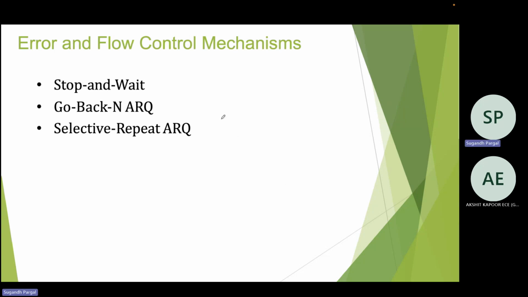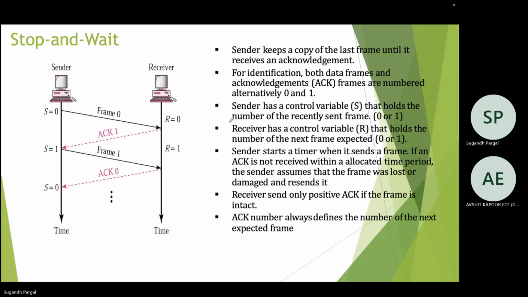So these are the three mechanisms that we use, that is stop and wait ARQ, go back N ARQ, and selective repeat ARQ. As you know, in stop and wait, only one bit is used. So either frame 0 is used to send or frame 1 is used to send. The sender keeps a copy of the last frame until it receives an acknowledgement. So here it keeps a copy of frame 0 that it has sent until it receives the acknowledgement. For identification, both data frames and acknowledgement frames are numbered alternately 0 and 1.